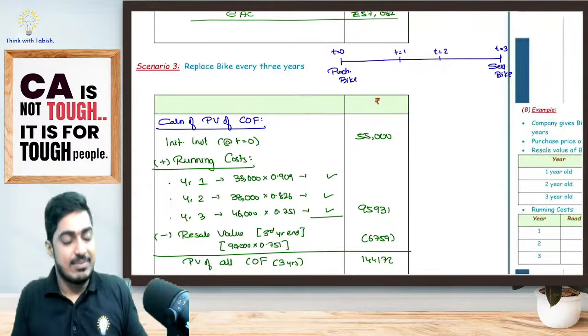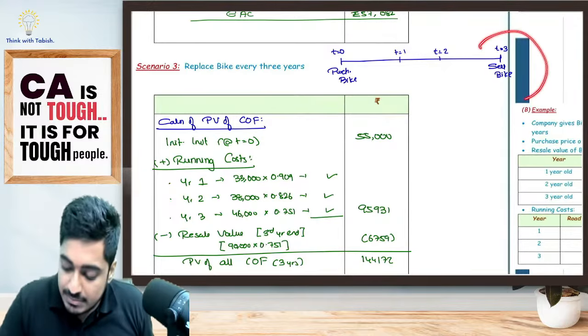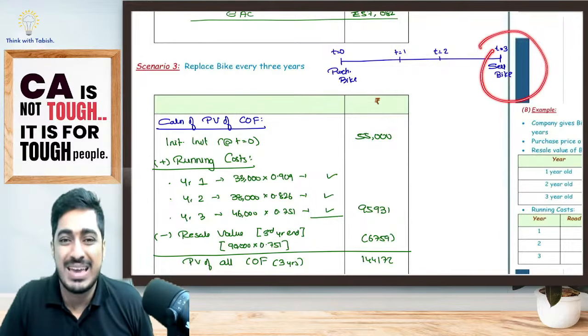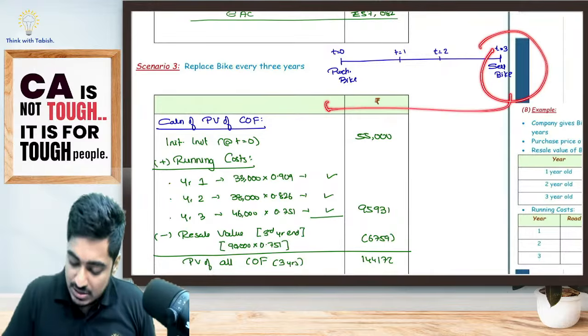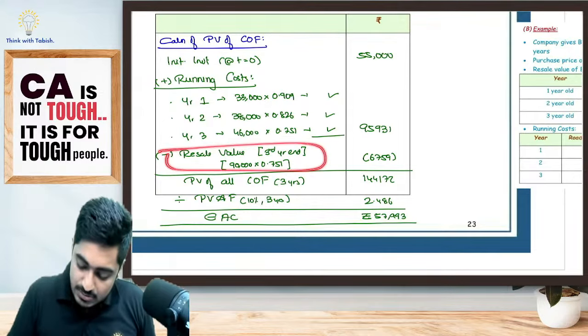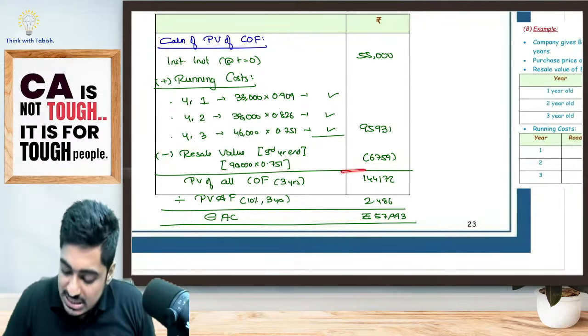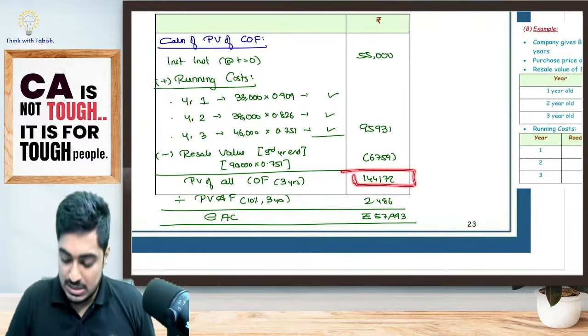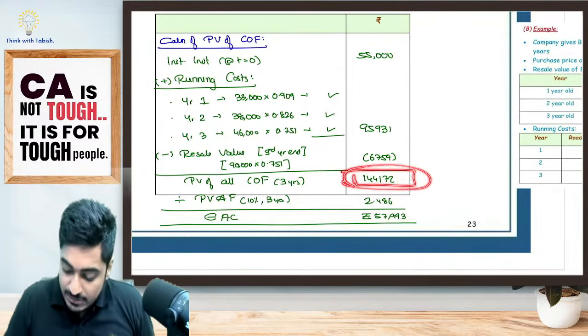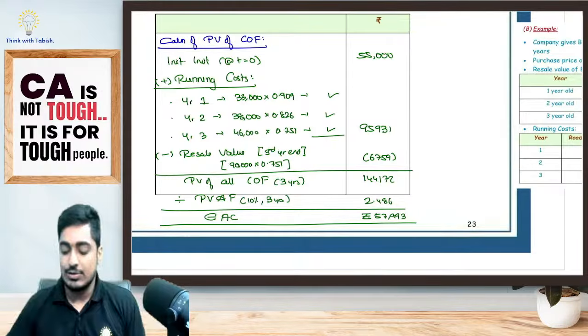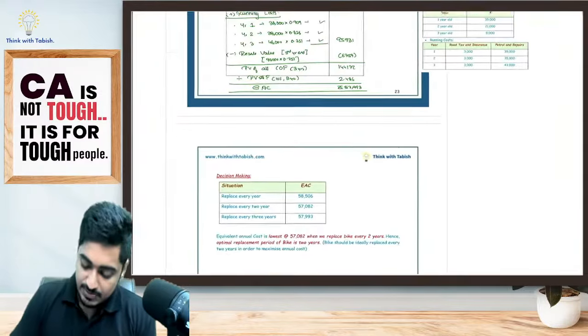At the end of the third year, I am telling, I don't want the bike. Sell it. Yes, you are recovering some amount, minus resale value. Bring it to present value terms. You got the present value of all cash outflow. This is for 3 years. Divide by the present value annuity factor for 3 years. You will be getting every year's equivalent annual cost. Is this clear, everyone? Okay.